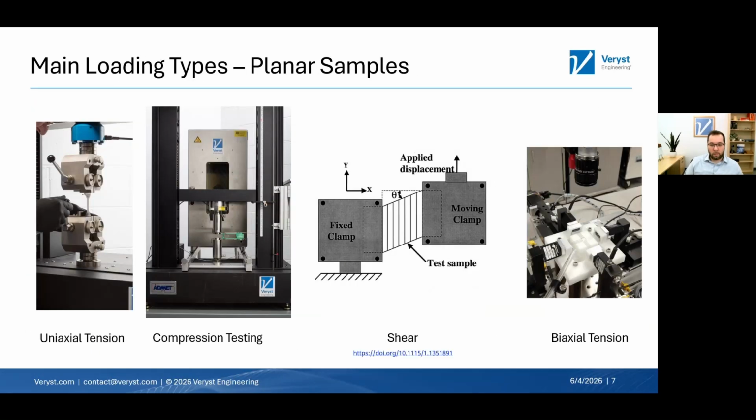So the main loading types for planar samples that we tend to use for calibrating constitutive models are uniaxial tension, compression testing, shear, and biaxial tension. These are really the four main ones we would use to calibrate a constitutive model and to investigate planar behavior. There are other tests, but they're a lot less common.